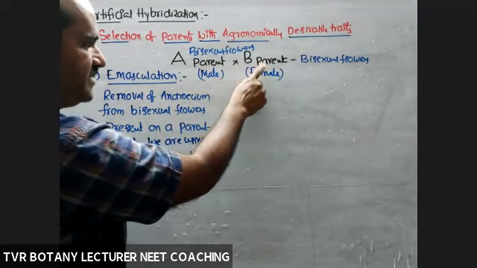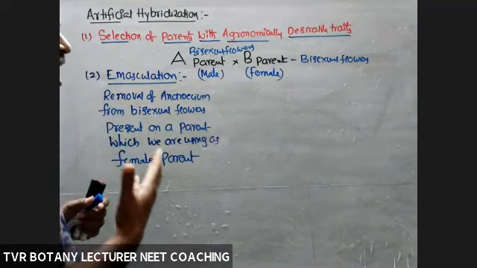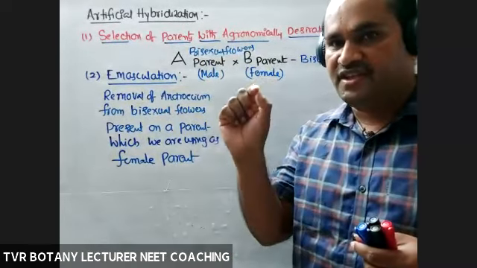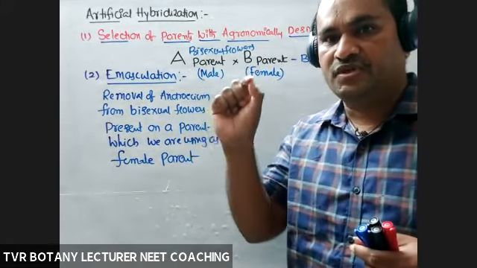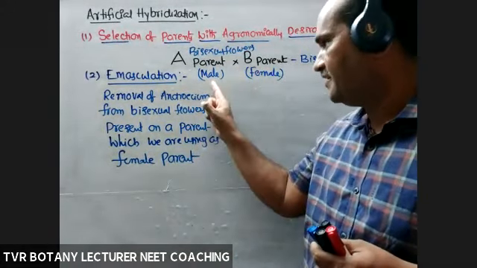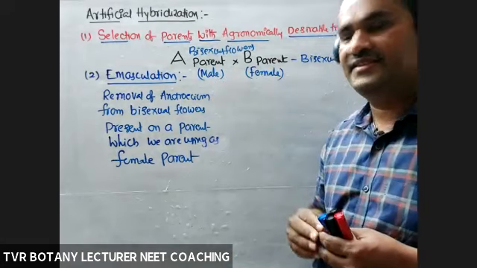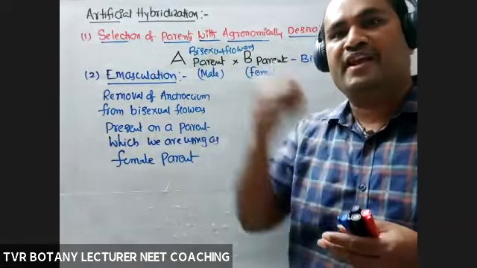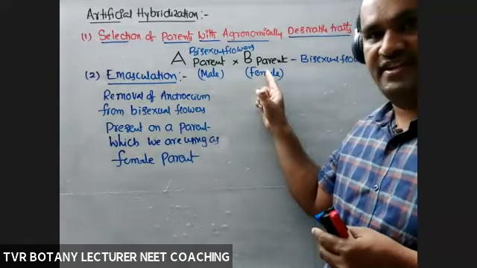Emasculation is required in the bisexual flowers of a parent which we are using as a female parent, not in the case of male parent. What is the role of male parent? Donor of pollen grains. If flowers of male parent are emasculated, who is able to donate pollen grains? Use your sense.